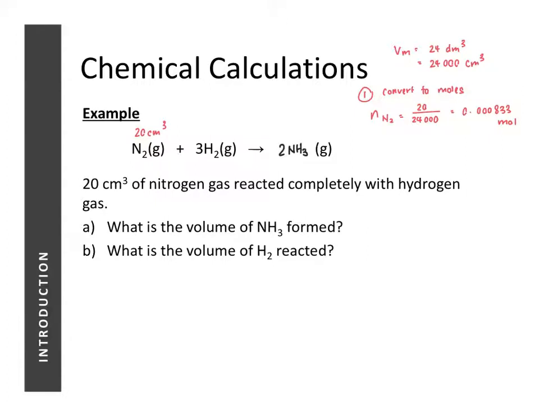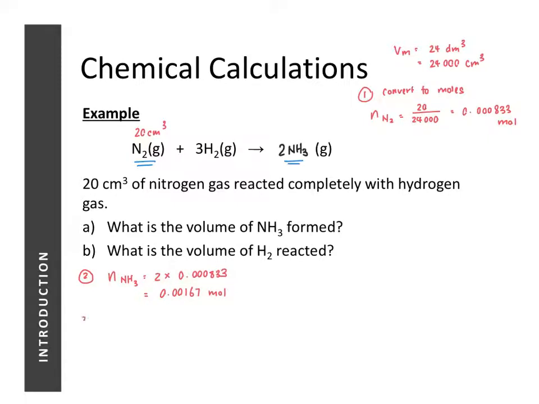Okay, so step number 2 is to compare mole ratio. Compare mole ratio between what is given, which is nitrogen, and what we want to find. In part A, we want to find ammonia. Okay, so the mole ratio is as follows. 1 mole of nitrogen will give 2 moles of ammonia. So number of moles of ammonia will be equals to 2 times the number of moles of nitrogen, which will give us this value, 0.00167 moles.